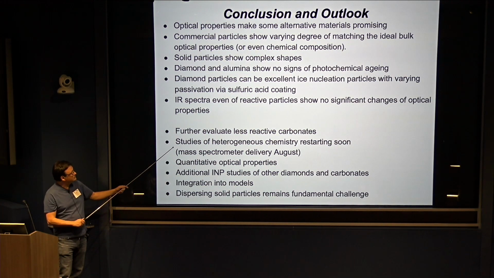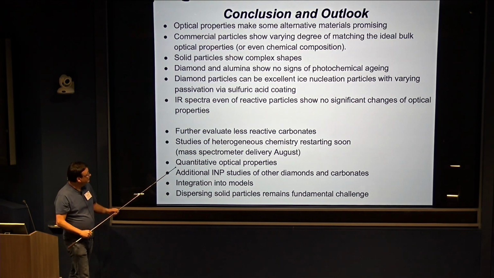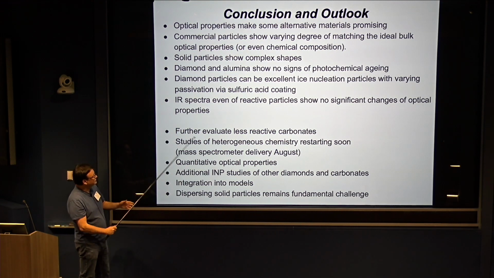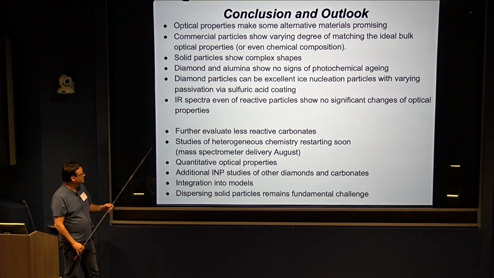I have avoided the studies of heterogeneous chemistry. We're restarting those soon. Our mass spectrometer broke, and I had to buy a new one. And as Simons may have noticed, I didn't ask for funding, but I've managed to find the funding for that, and we're getting a new mass spectrometer in the near future. Then we're going to continue the heterogeneous chemistry studies that we previously had done, for example, on calcium carbonate.